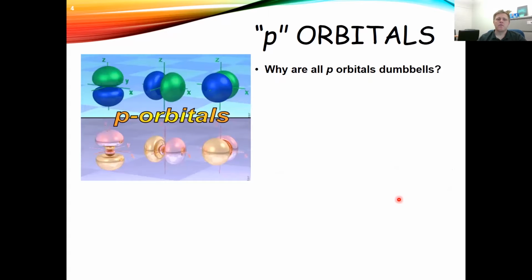All right, now let's talk about p orbitals. P orbitals, of course, have these 2 lobes, or dumbbell shape, as you'll often hear it referred to. And why does it have this shape?